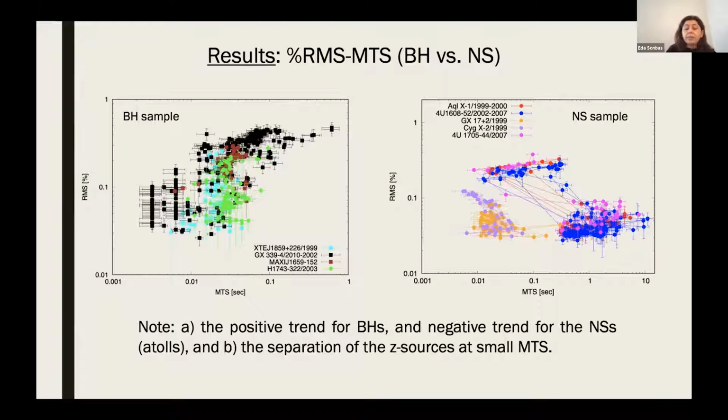If you compare this time scale for black holes and neutron stars with the root mean square RMS variability, a positive trend is observed for black holes and a negative trend for neutron stars. And then there is a separation between atolls and Z sources in the small MTSs.